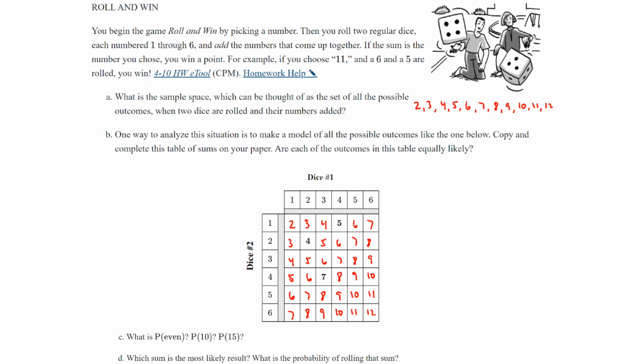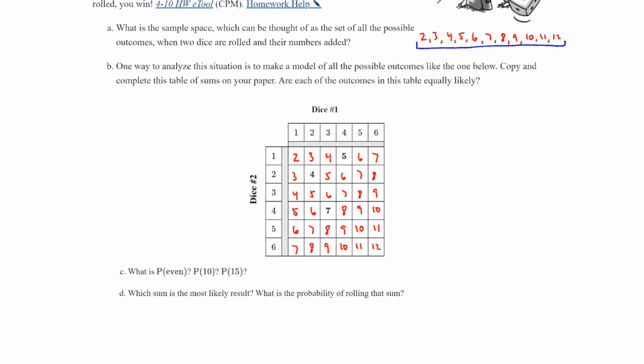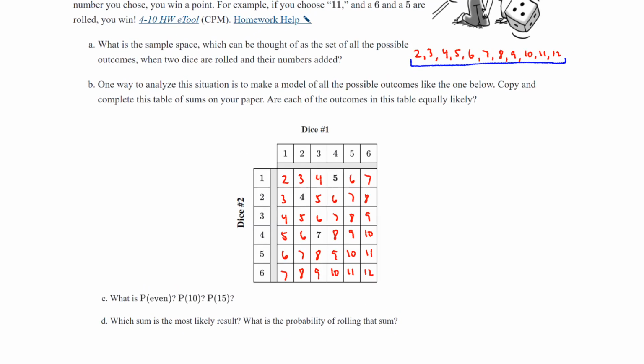So each of these individual outcomes, and I'm talking about each individual outcome, is equally likely to happen. And there are a total of 36 outcomes that could occur, even though these are the only possible outcomes out of those 36. So on B, what is the probability that you will roll an even sum?